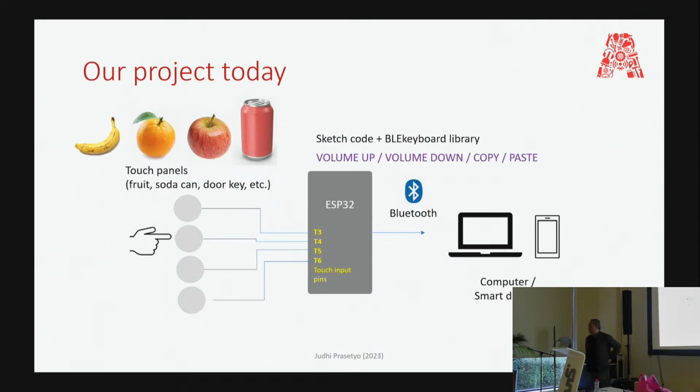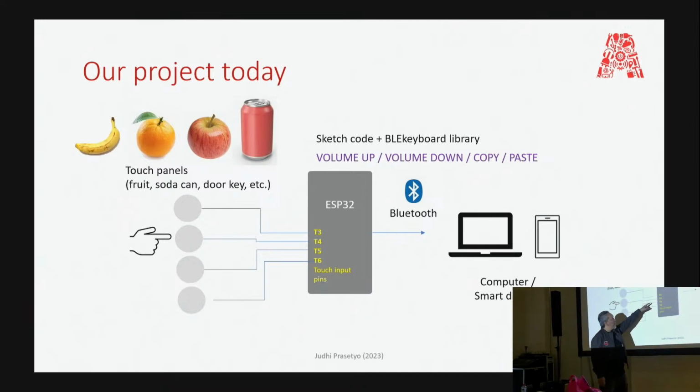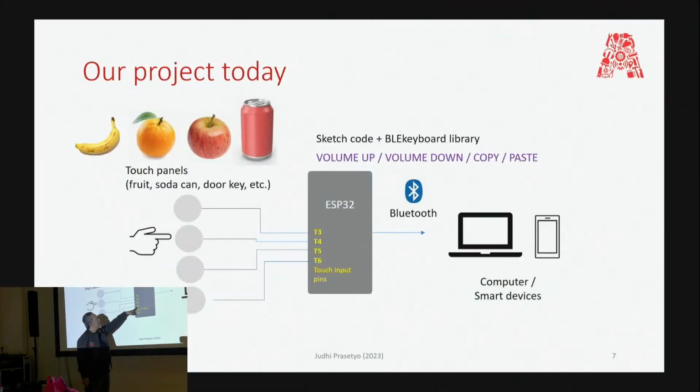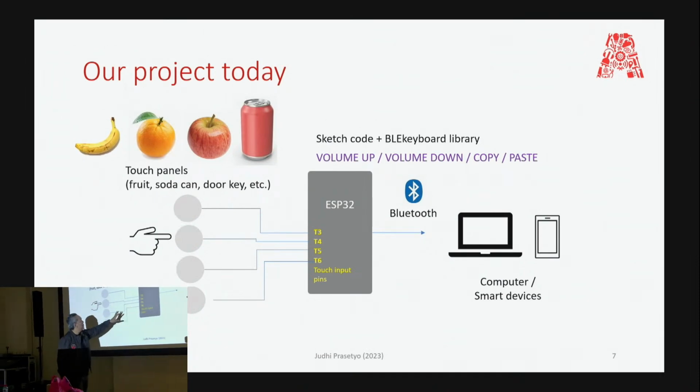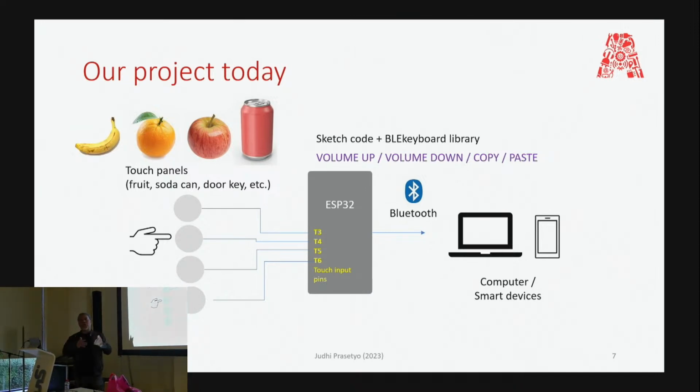Okay, so our project today is simply going to connect 4 pins, T3, T4, T5, T6 on ESP32 with a touch panel, and the touch panel can be made of anything that is conducting electricity, even though a little bit. For example, fruits, like these fruits. You can use the fruit as your button. You can use soda can, you can use a key, you can use even aluminum foil if you like. Later you want to try, you can do that.